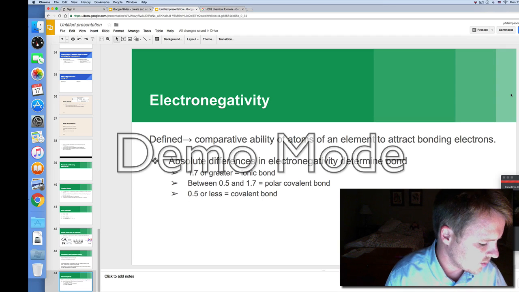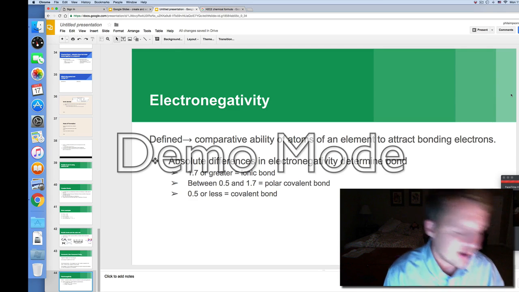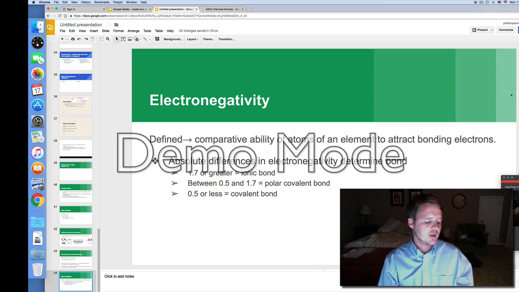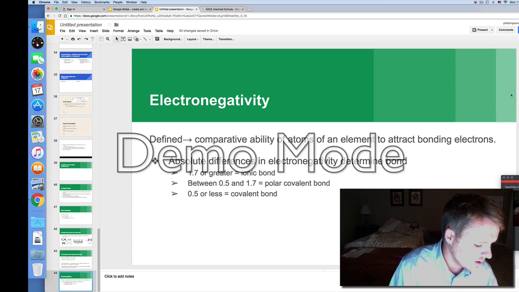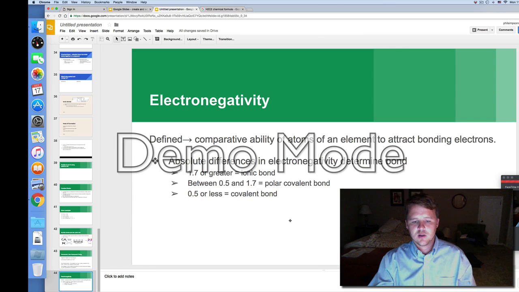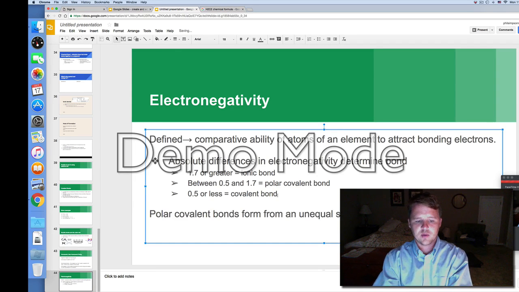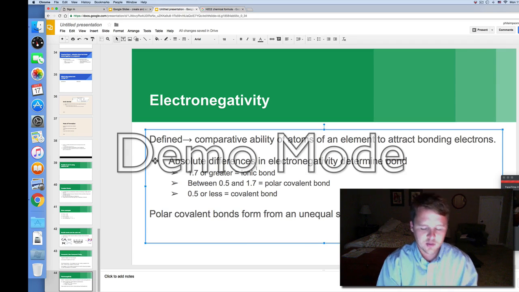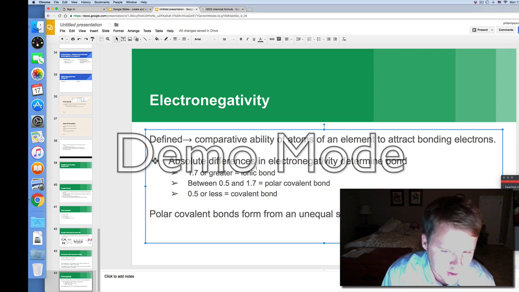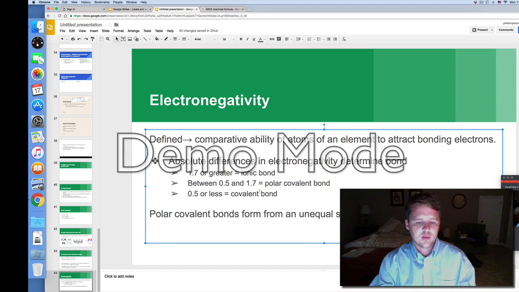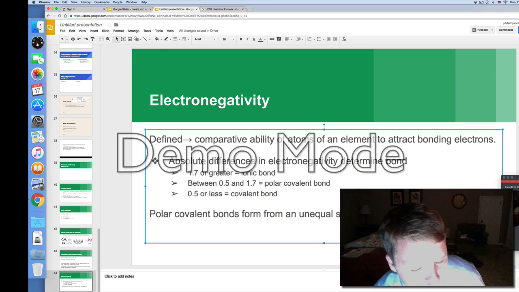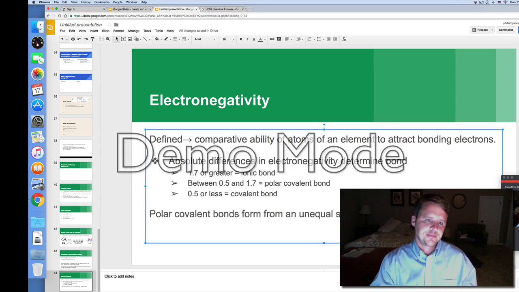And so a change of 1.7 would determine an ionic bond. Between that is a polar covalent bond. Less than that is a covalent bond. Now a covalent bond, or polar covalent bond, forms from an unequal sharing of bonding electrons. So, ionic bond, they transfer electrons. And then covalent bond, they share electrons. So in between that is kind of polar covalent, where some of the electrons stay on one side of the bond.